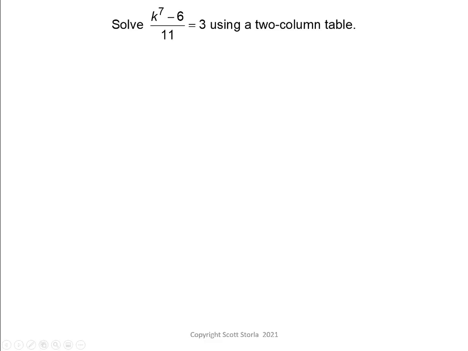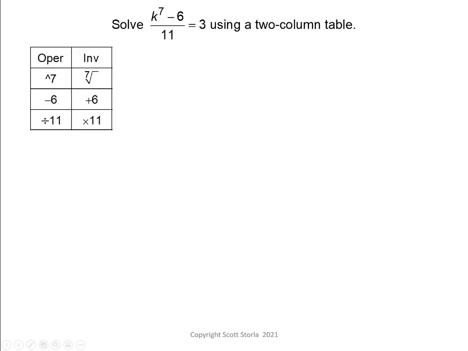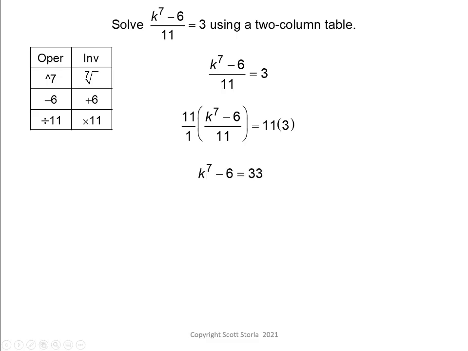Here's another. Again, there's going to be 3 operators. First, I'd find the 7th power, then I'd subtract, and last I'd divide. Here's my left column. Here are my inverses. I start with my original. I start here at the bottom of the right column. Both expressions are multiplied by 11. These 11s will reduce to 1, and I'll simply have the 7th power of k minus 6. Of course, on the other side, I'll get 33 when I multiply.